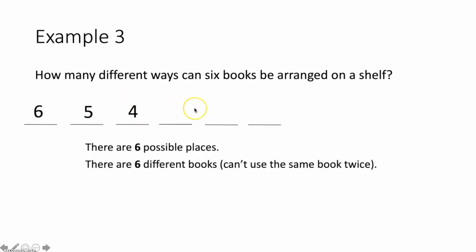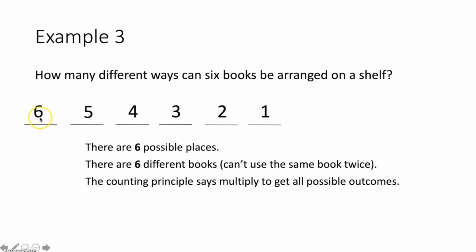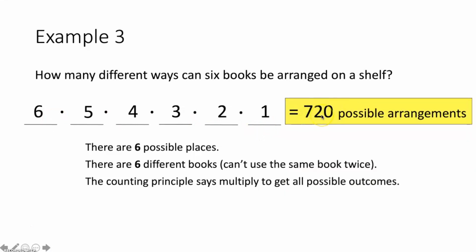And then I only have 3 books left to choose for that fourth spot, 2 books for the fifth spot, and then 1 book left for that last 6th spot. Now, the counting principle says to figure out the total number of possible arrangements on the shelf, all we have to do is multiply 6 times 5 times 4 times 3 times 2 times 1. And we end up getting that there are 720 possible ways that you can arrange 6 books on a shelf.